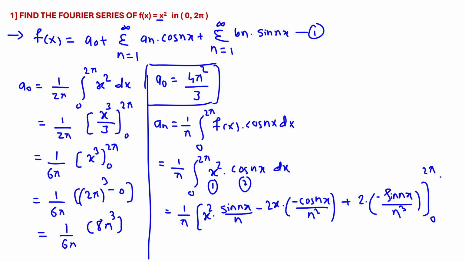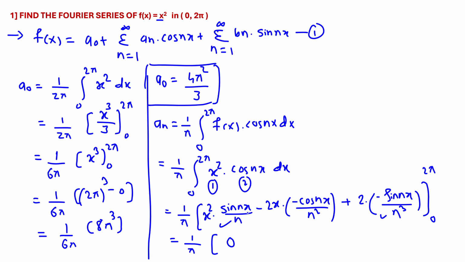We have already seen some important results. In those results, we know that sin nπ is 0. So you can see the first term and the third term have a sine term. It means the first term and third term will become 0, because the limits are 2π and 0. So sin 2π is also 0, and sin 0 is also 0. I'm directly showing 0 here, but in the exam you have to show the steps. You have to put the limits, and then in the next step show that the value is 0.